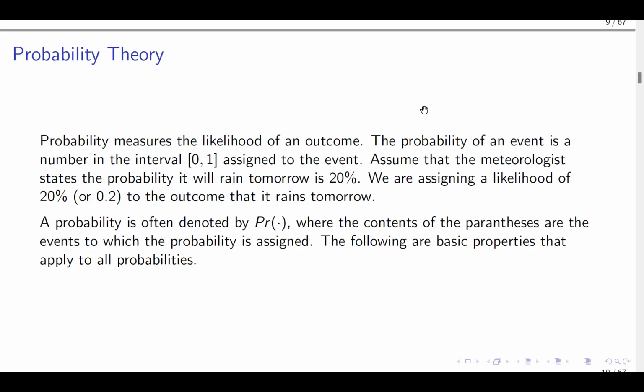So let's say the meteorologist states that the probability that it will rain tomorrow is 20%. So we are saying that there's a 20% chance that the rains will come tomorrow. This is the notation we use to represent the probability. This is the probability of something, and that thing is what is put in the bracket here. Let's look at some of the properties of probability.